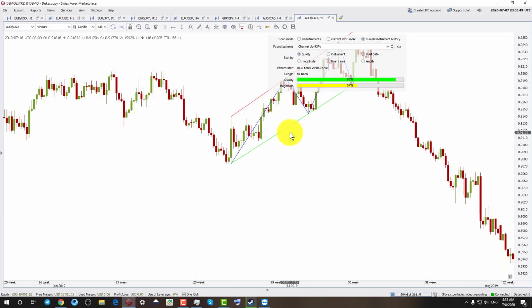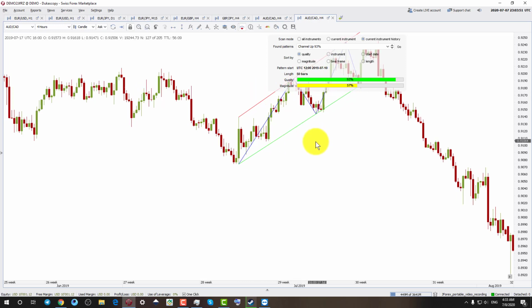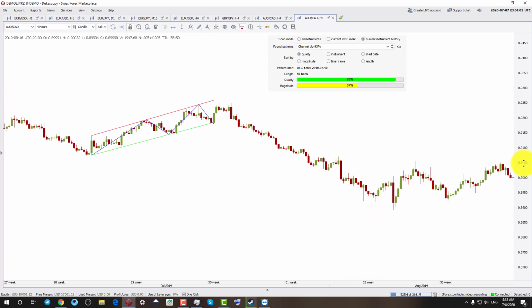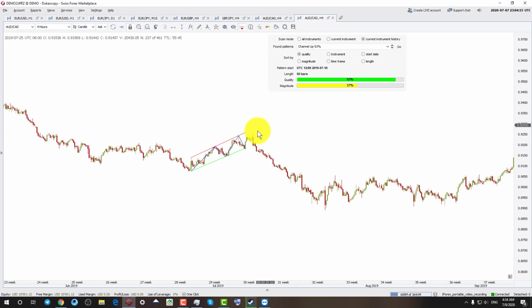This means these are two parallel lines, and you see how beautiful the channel was. The quality was good, but it did not finish in magnitude. The magnitude means it should have 1, 2, 3 touches, and in the same way it should have 3 touches on the upside also. Then it would have been maybe 100%. I mean, magnitude would have been 100%. This was like a premature break, but yes, it worked.